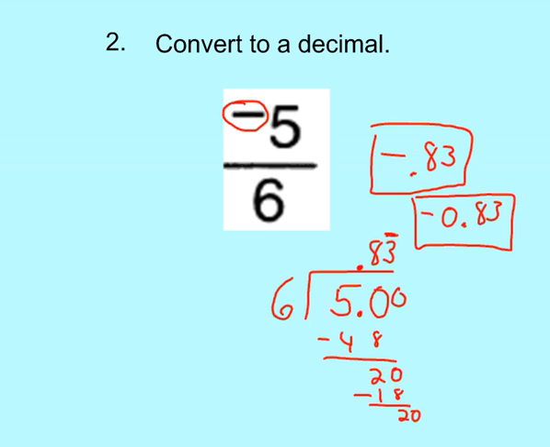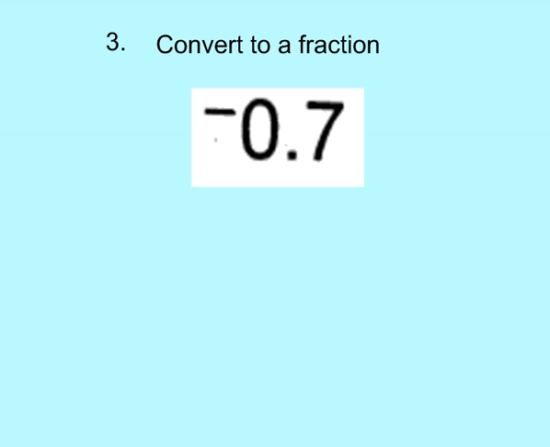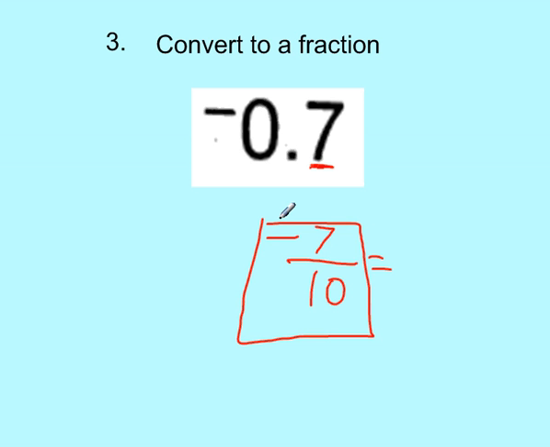Let's look at number 3. Convert to a fraction. Okay, and what we have is negative 0.7. So we're going to write it just the way it sounds. The 7 is in the tenths place value. So we put a 10 at the bottom to represent that place value, and then put the 7 above it. So it's going to be negative 7/10. We check to see if it can be simplified. Well, 7 is a prime number, and it's not a factor of 10. So that is my final answer because it can't be simplified.